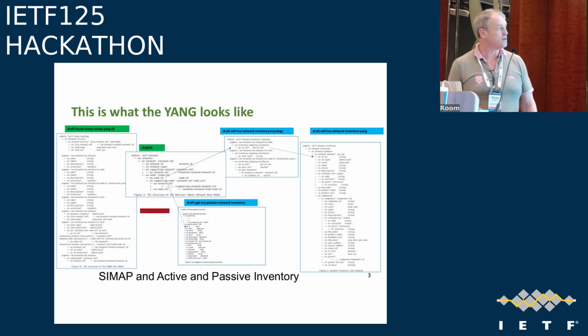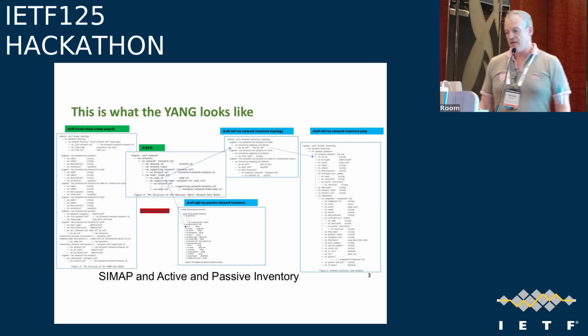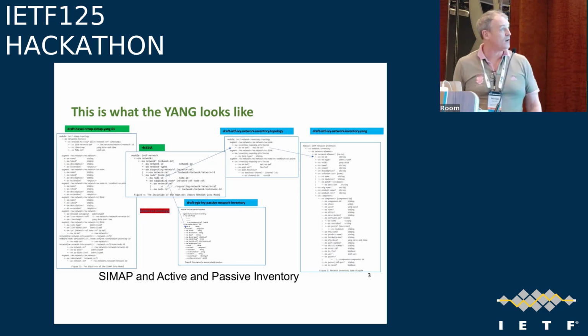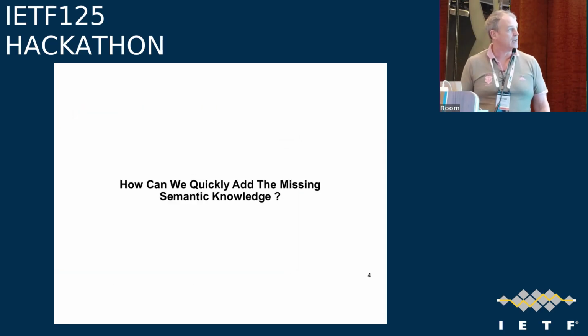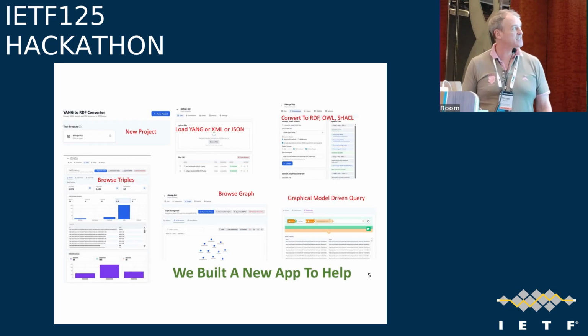This is how the Yang models look. Complex, hard to keep track of. You got to keep it all in your head, right? Well, how can we quickly add the missing semantic knowledge and maybe recognize it?